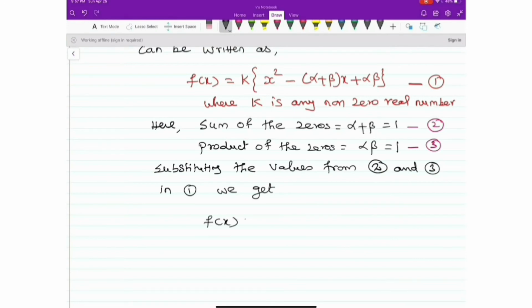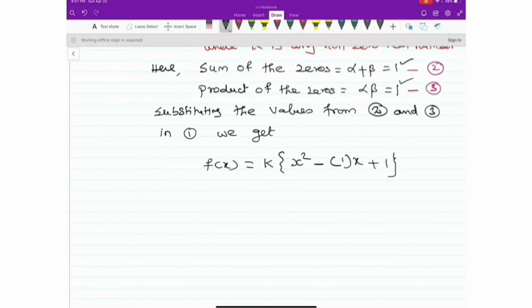f of x is equal to k into x square minus, you know that alpha plus beta is 1 and alpha beta is also 1. So, let us straight away substitute 1 into x plus 1, where k is any non-zero real number.